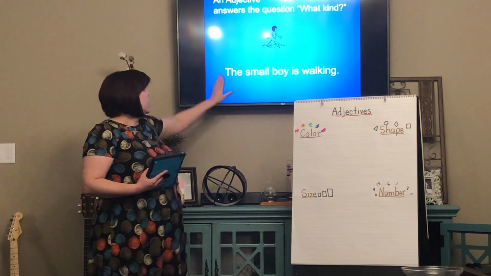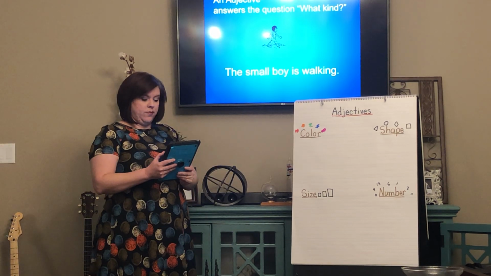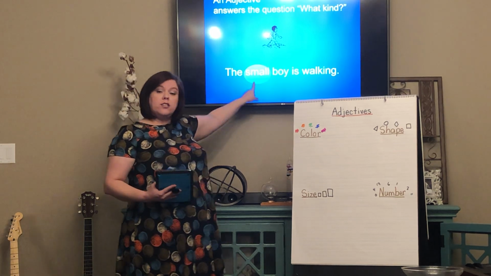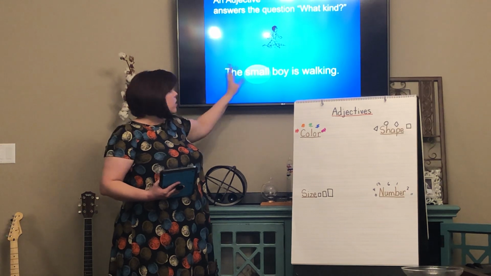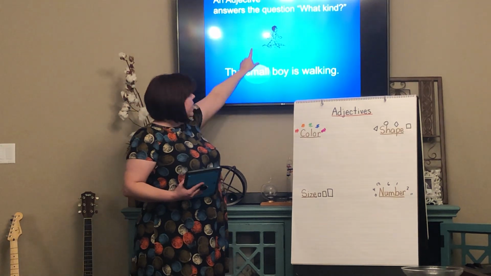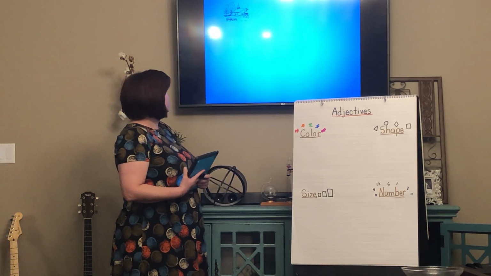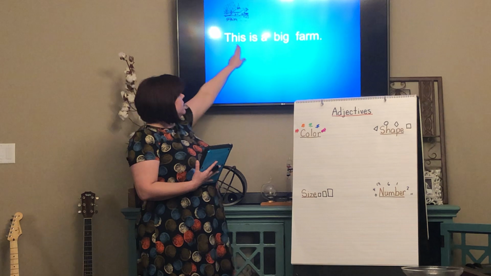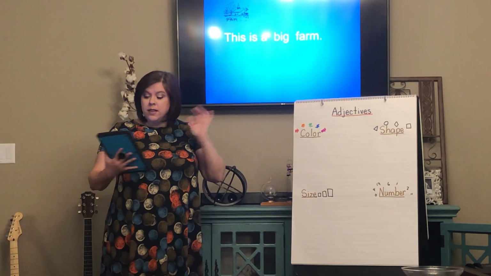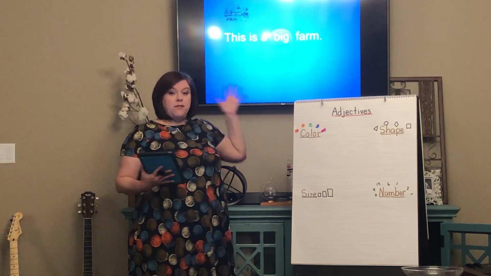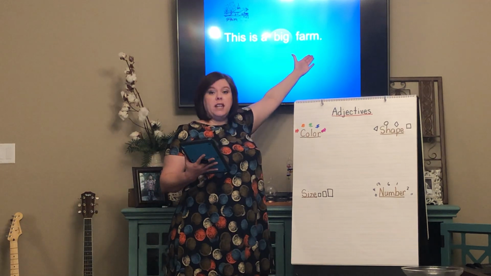So let's look at this sentence. The small boy is walking. Small is our adjective. It tells me what kind of boy it is. It's a small boy. So it answers the question, what kind? Okay, here's our next sentence. This is a big farm. What kind of farm is it, boys and girls? That's right. It's a big farm. So the word big is our adjective because it tells us more about the noun farm.